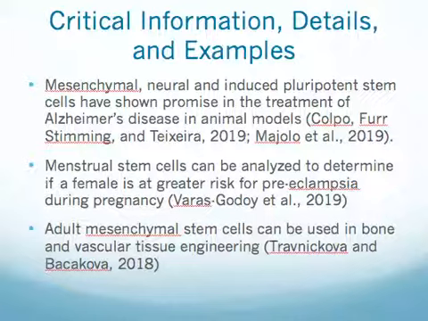Travanikova and Bakakova in 2018, they studied adult mesenchymal stem cells, and they used them in bone and vascular tissue engineering. And what they found is that they could be used to engineer tissues to help repair damage to bone and blood vessels. So bone marrow stem cells can be used to regenerate cartilage in the knee because of osteoarthritis, to help fractures. They can help fractures heal more uniformly, and they can interact with scaffolding material to also repair bones. So they have a lot of promise there.